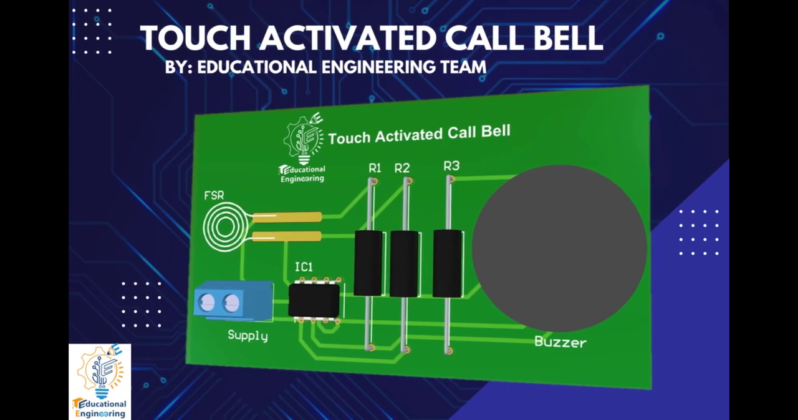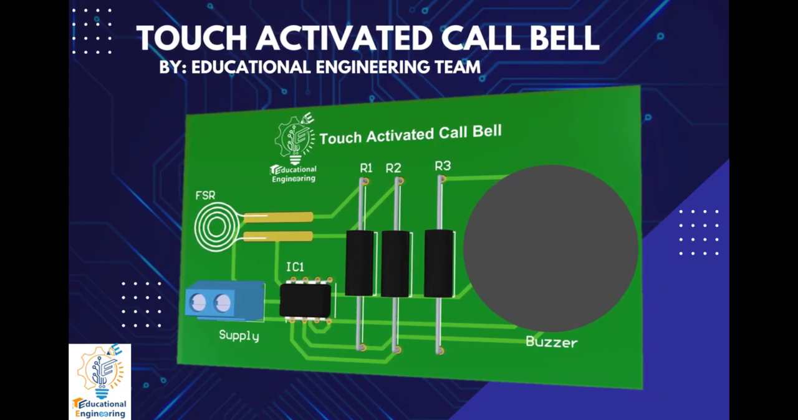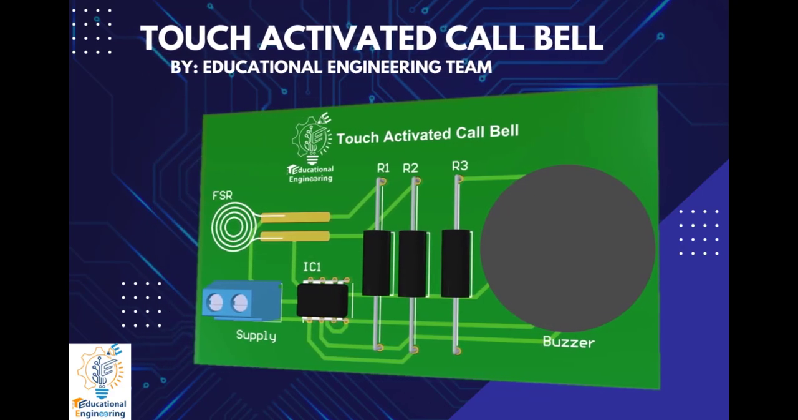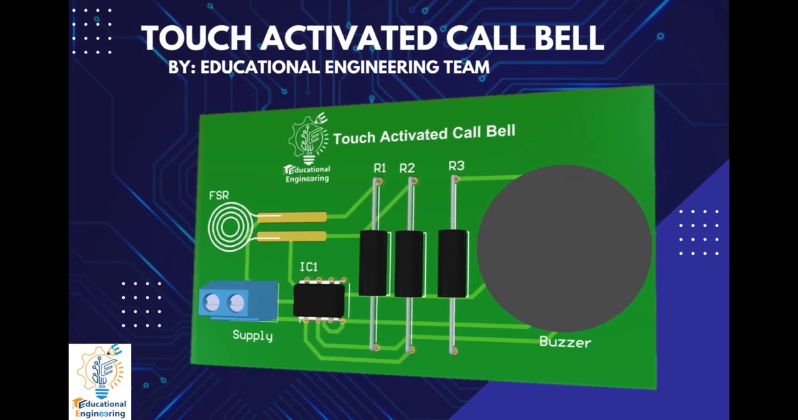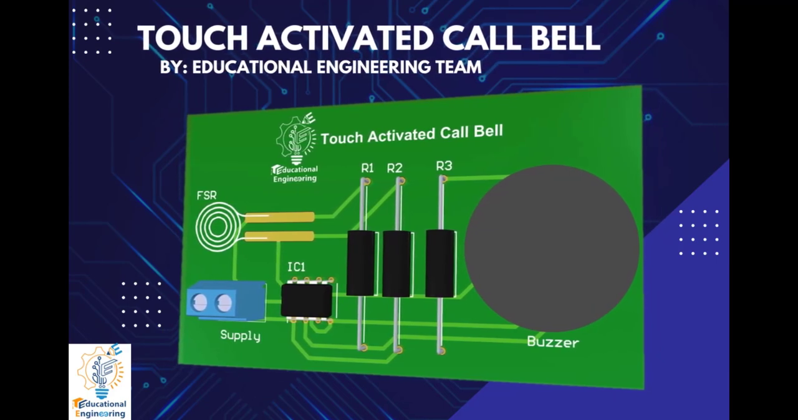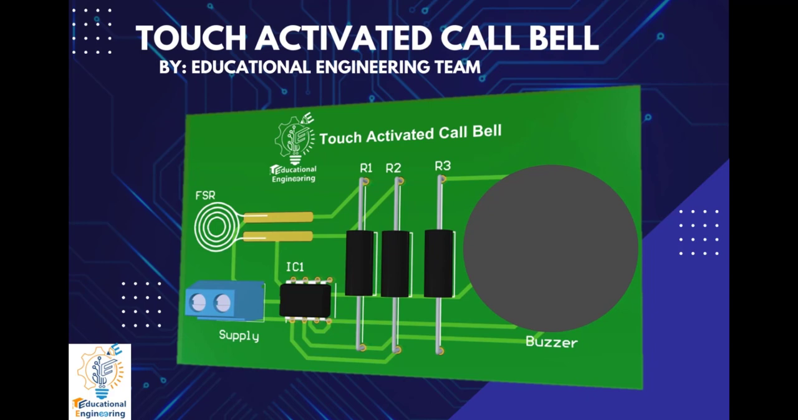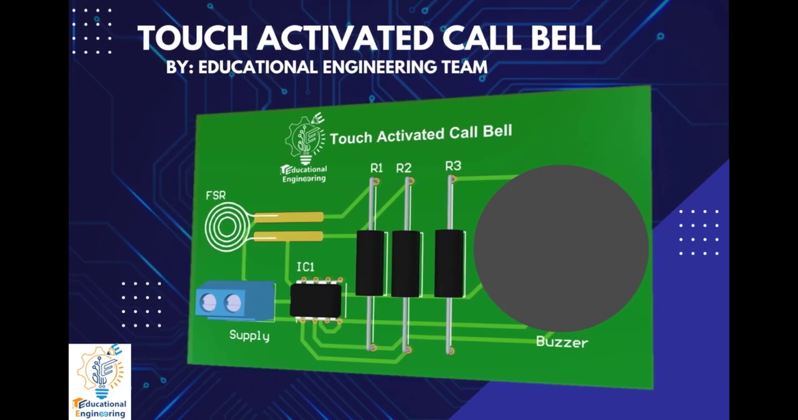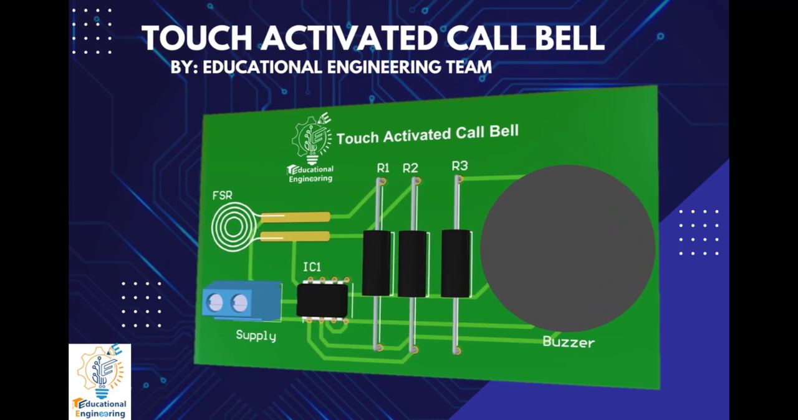Hi, and welcome again to another video. Today, we're gonna learn how to design a touch-activated call bell using Altium Designer. So this board consists of few components suitable for quick projects to build. It includes only 2 resistors, a comparator, buzzer, and a force sensing resistor.